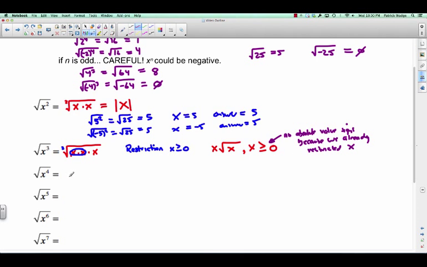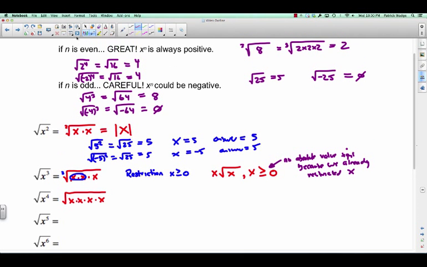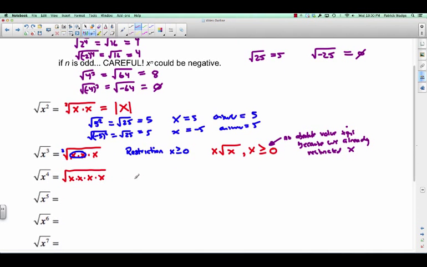Okay, here's one more to blow your mind, and then I think the hardest ones are over. Not that they get any easier. So the square root of x to the fourth means x times x times x times x. Do we need a restriction in this one? No, we don't. How come? Because this is an even number. If n is even, great. The x to the n part, the power inside, is always going to be positive, and that's what we want. So no problem, no restriction.